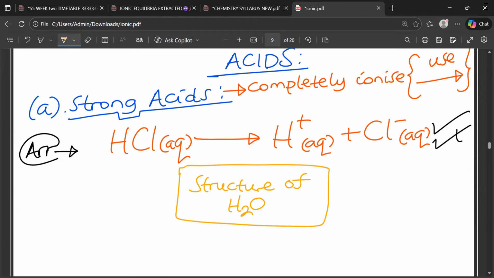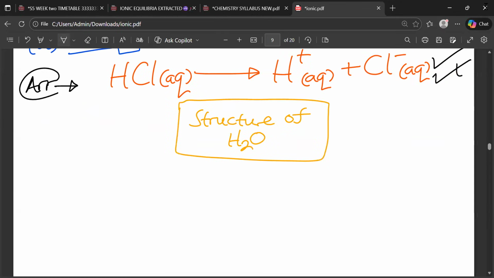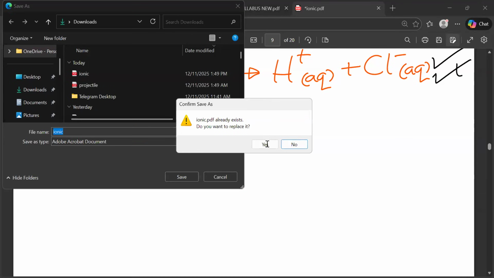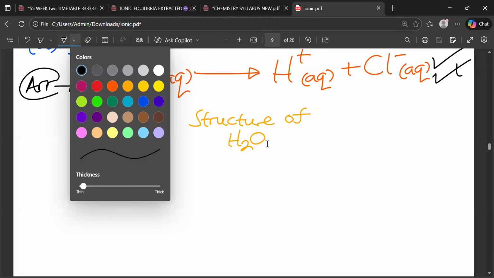Okay, I just want you to reply to me this. You people, those who know the structure of water, does it have a lone pair of electrons, or lone pairs of electrons, anywhere within its structure? Does it have lone pairs anywhere?